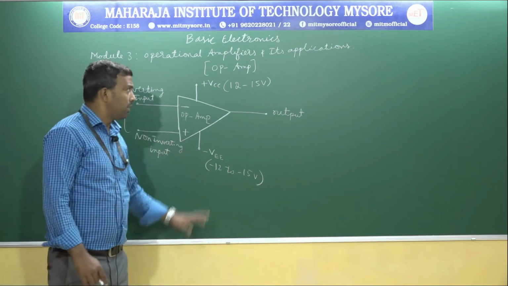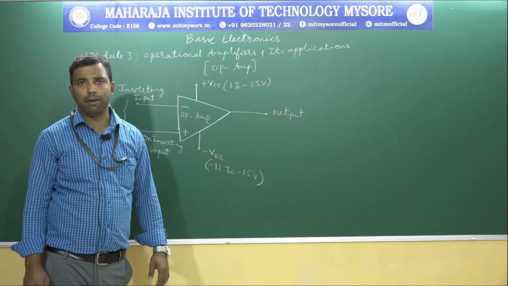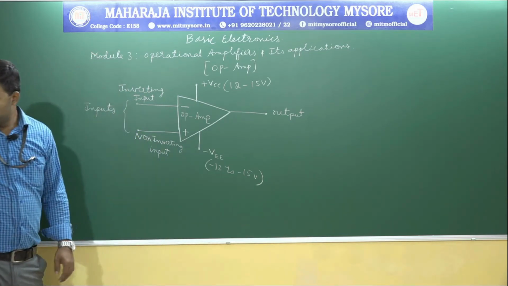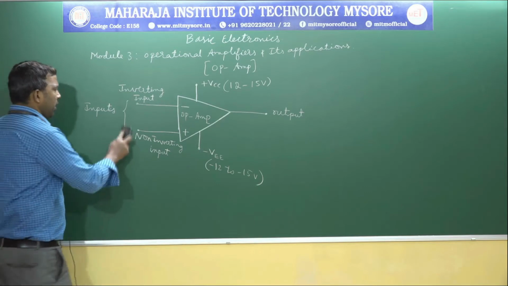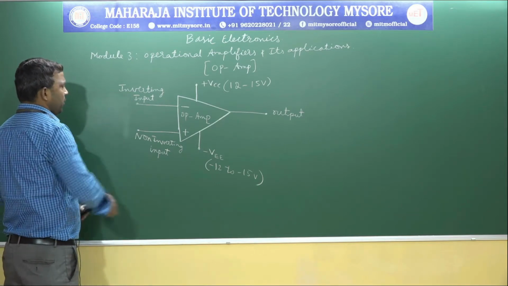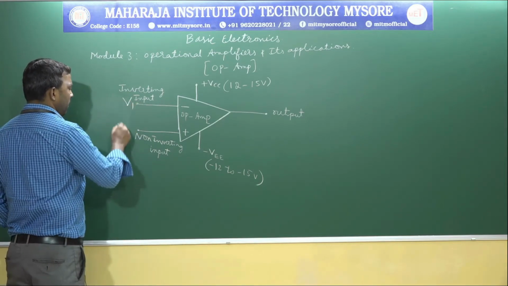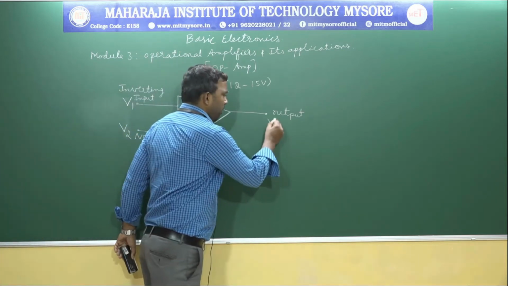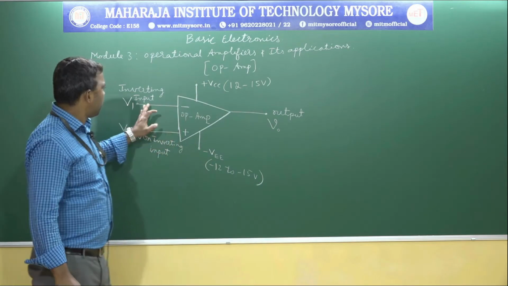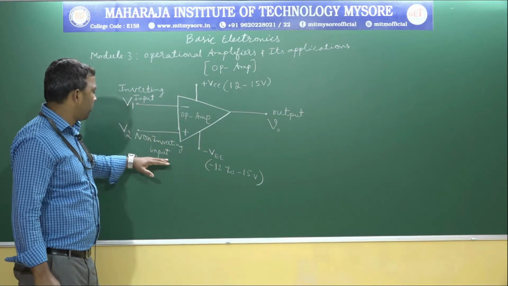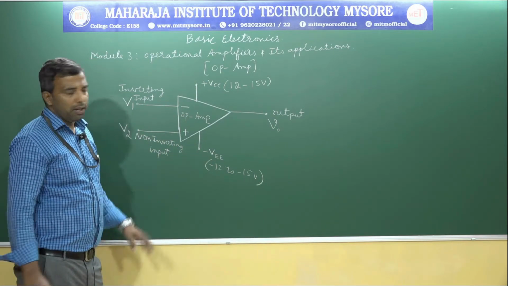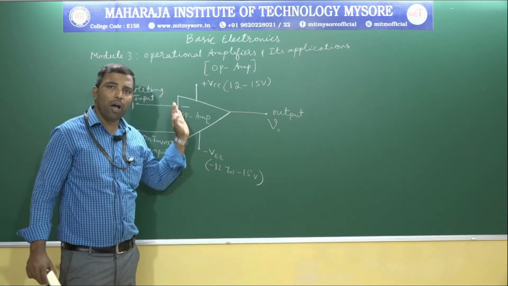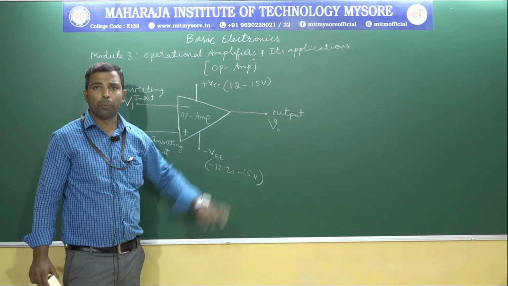This is also called a differential amplifier. That means for the inputs, we are applying V1 and V2. Assume that this is V1 and this is V2. The output is represented by VO. The inverting input is V1, the non-inverting input is V2. The difference of these two is amplified by the OPAMP and gives the output.